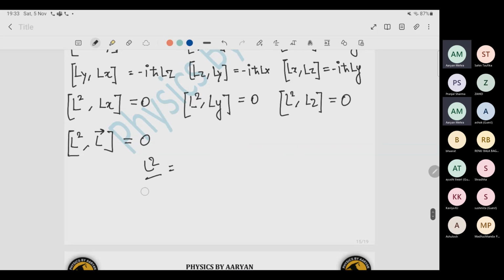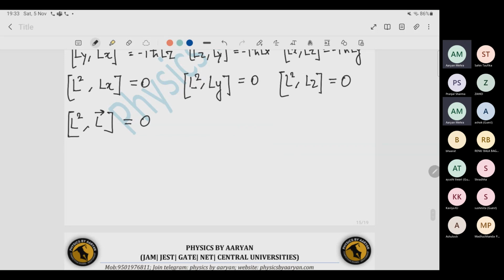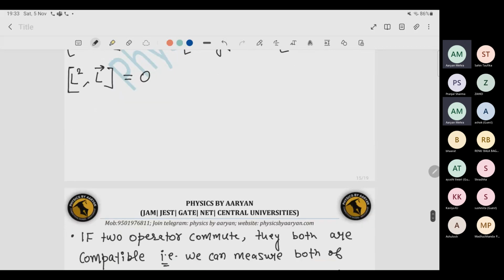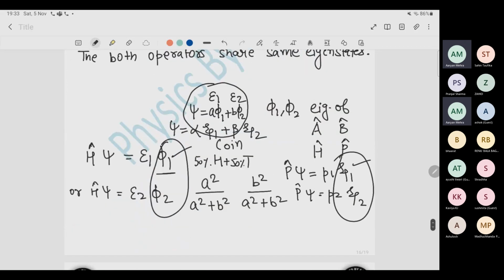These commutation relations you should know. If L square with Lx is 0, L square with Ly is 0, and L square with Lz is 0, then L square with L vector should also be 0, isn't it? It's very simple. L vector can be written as Lx, Ly and Lz, so the commutator relation also splits up and gives you 0. So these relations you should actually remember.